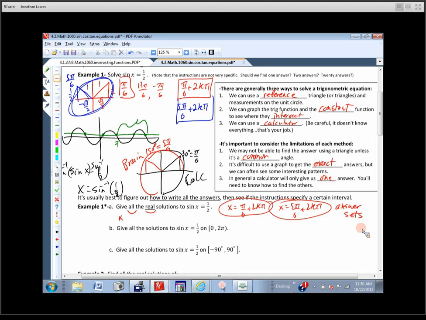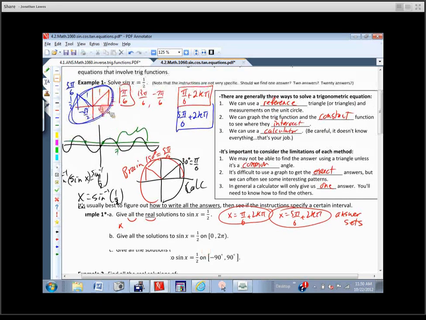If the instructions tell you an interval where you need to find the answers, so we want to find the answers between just 0 and 2 pi, 0 included, 2 pi not included. So we could draw a picture like this, and it's only this answer as we go around the circle, and this answer as we go around the circle.